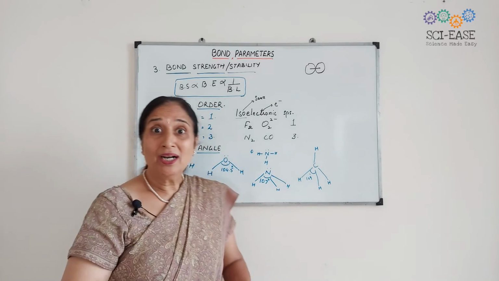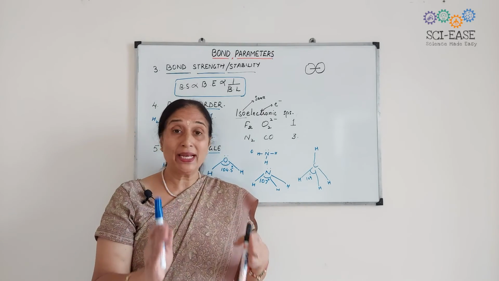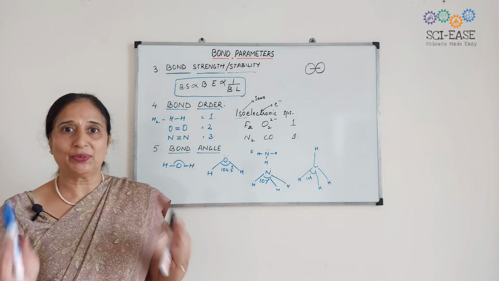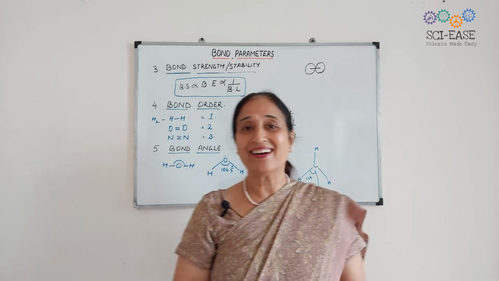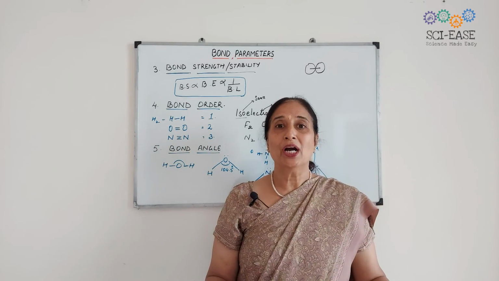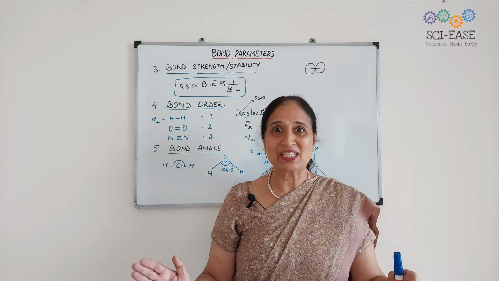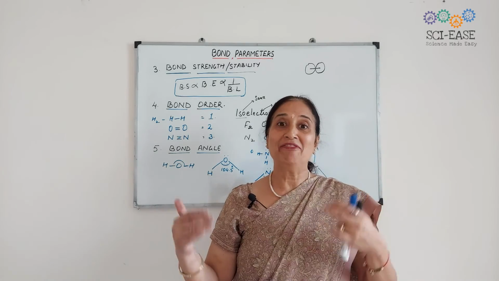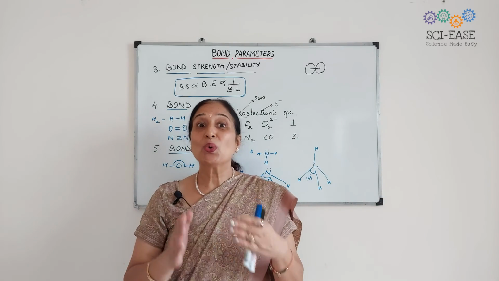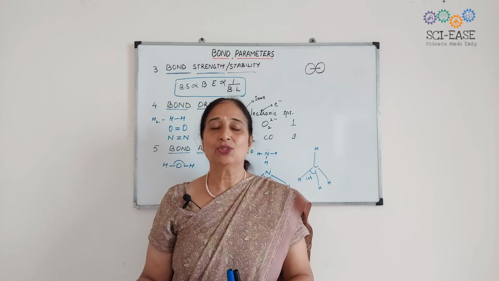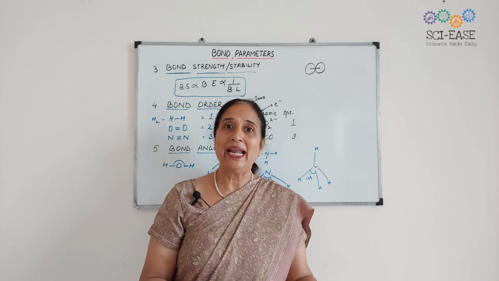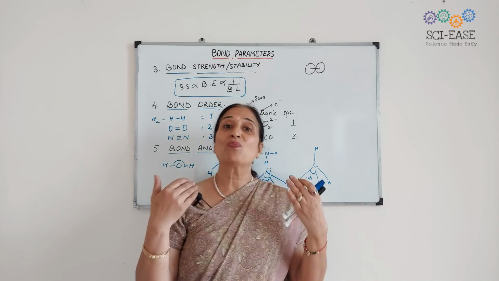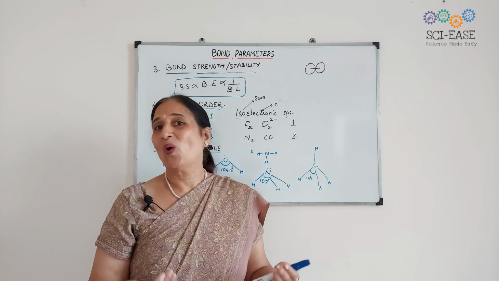So the bond angle is very important. The bond angle decides the shape and structure of the molecule. I think the things are clear to all of you. I have told you about these 5 B's which you will come across in the whole chemistry of your 11th and 12th class. The basics should be clear to all of you: what is bond length, what is bond order, what is bond angle, what is bond enthalpy, and what is bond strength.